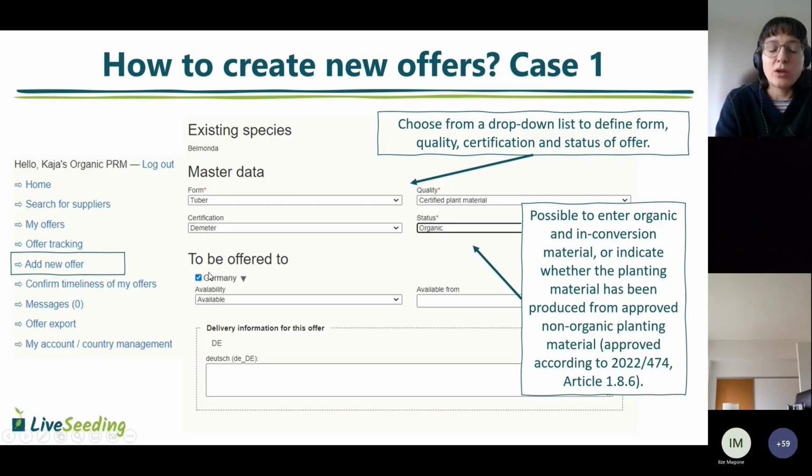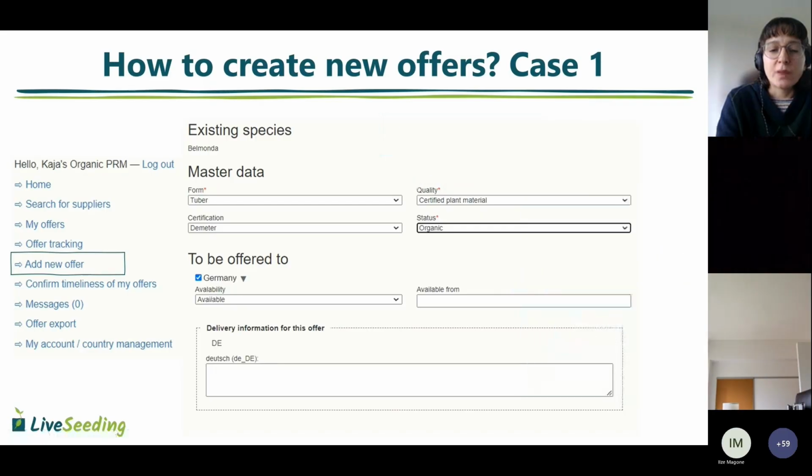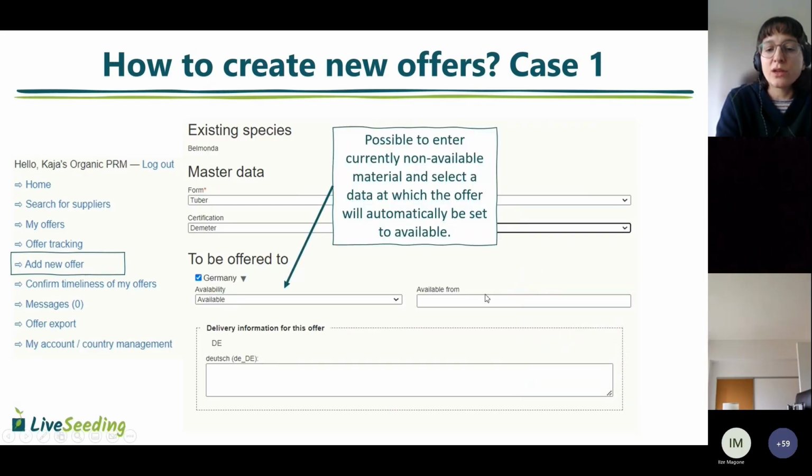And then you can say my offer is directly available, or you can also say my offer is currently not available, and then you select the date here, and at this date, the offer will automatically be put to available. And only available offers will be shown in Organic Exceeds. And then you can define some delivery information for this offer. So as I showed you before, you can put general delivery information for a country, and then also type in some delivery information only for an offer.